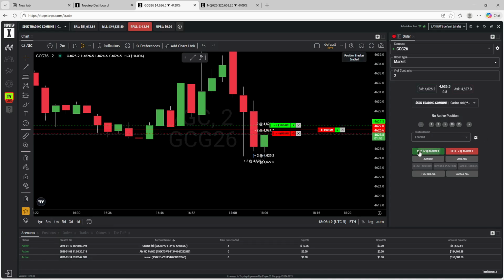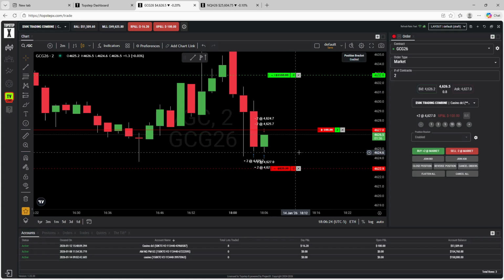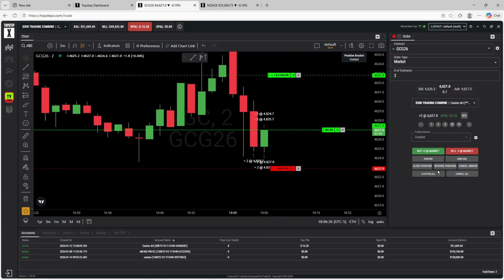What just happened? Why am I not in this trade? Oh, filled. I gotta change that. I don't know why that is like that. Am I in the wrong account? I'm in my 50K account. Oh no.